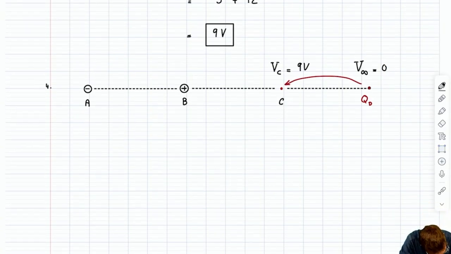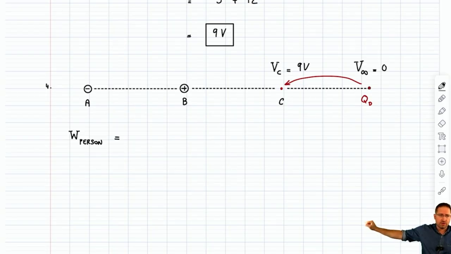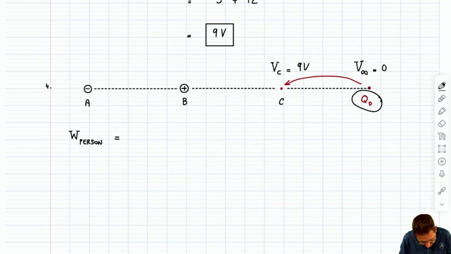The work required by a person or by a force F or whatever you want to call it, the work done by you, is equal to the change in potential energy. That is what you're doing, right? You're taking something that's infinitely far away, where it has no potential energy because V at infinity is 0, and you're bringing it up to point C. Now QD is positive, VC is positive. If you multiply the two, you get a positive number, which is the potential energy of QD at point C. You had to give it that amount of potential energy.